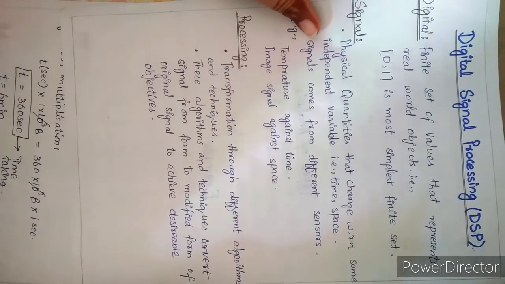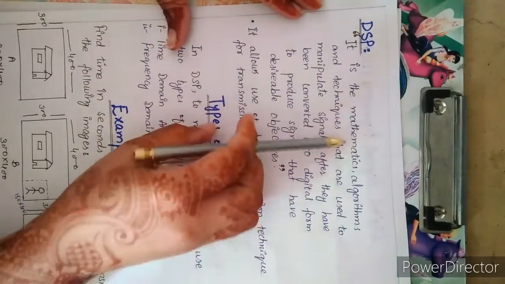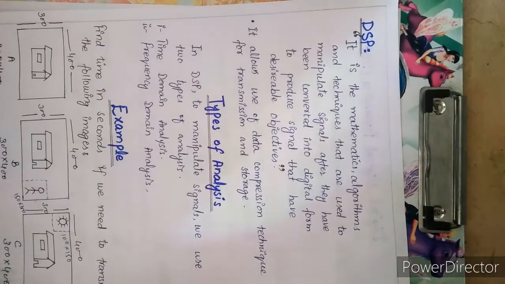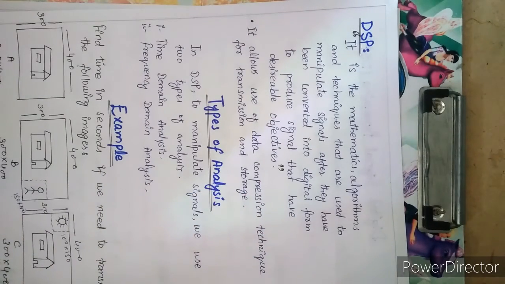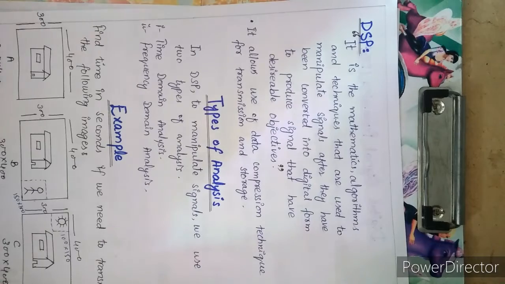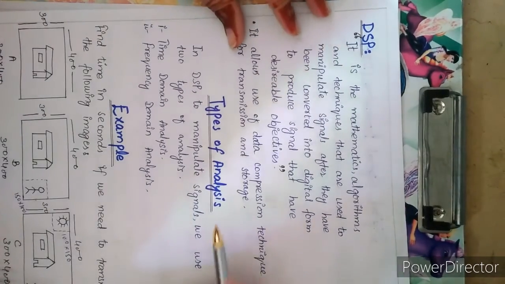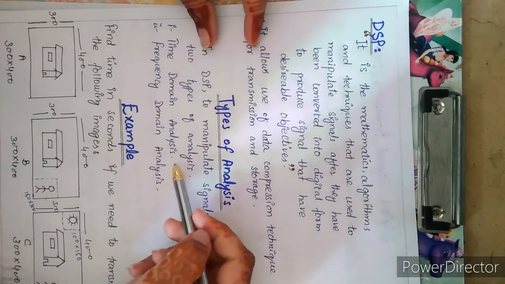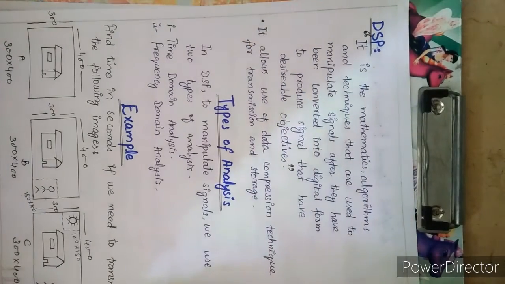And why do we use these algorithms? We use these algorithms and techniques to convert our signal from one form to another form to achieve our desired objectives. Now, DSP is the mathematics, algorithms and techniques that we use to manipulate signals to convert them from one form to another to get our desired objectives. DSP allows the use of data compression techniques, and it is also used for transmission and storage of the data. In DSP, we use two types of analysis: time domain analysis and frequency domain analysis. Frequency domain analysis is also known as Z domain analysis.